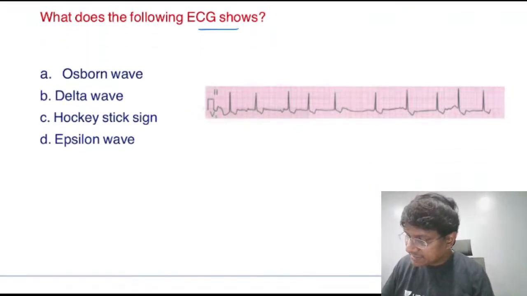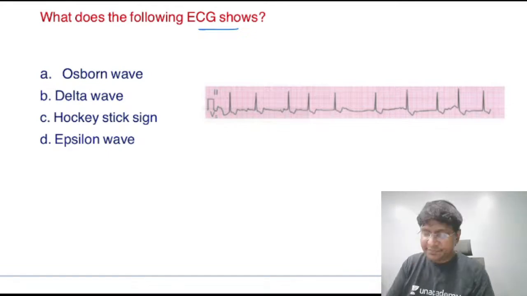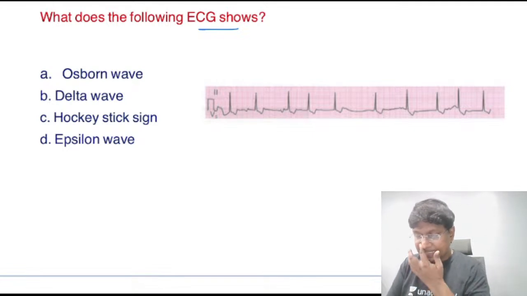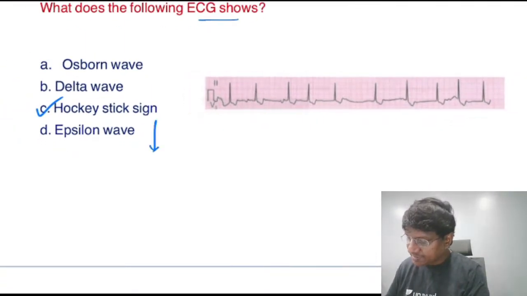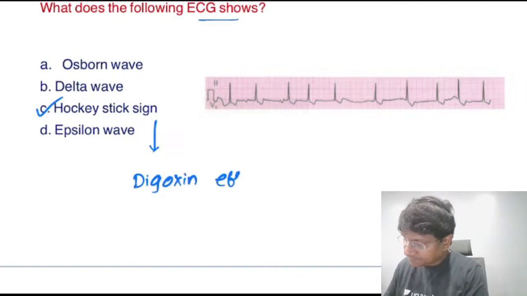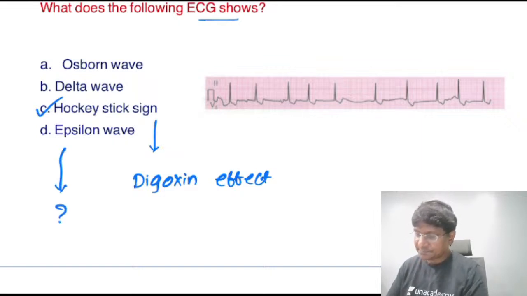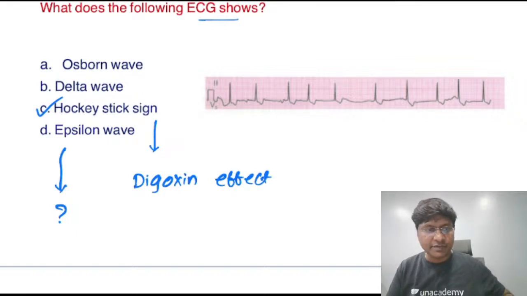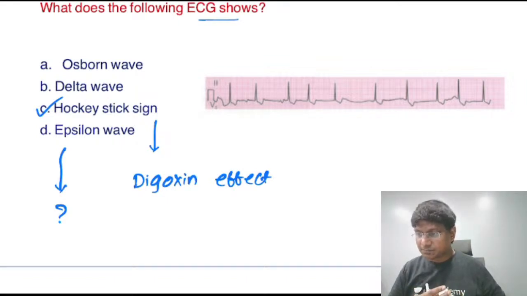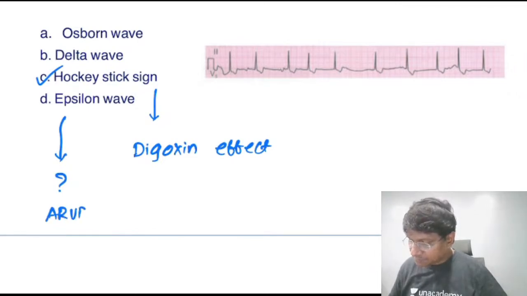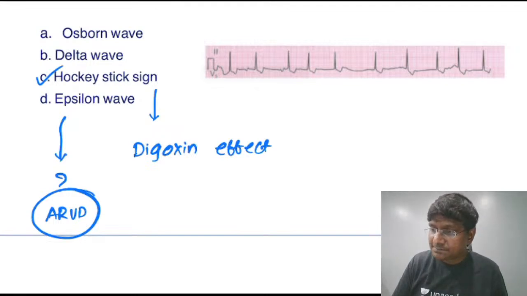Right. What does the following ECG show? Osborne wave, delta wave, hockey stick sign, the epsilon wave. Right. So it is suggestive of the hockey stick sign. The presence of the hockey stick sign, what is it suggestive of? Very good, Misty. It is suggestive of digoxin effect. What is the condition where you will have the epsilon wave? That is in arrhythmogenic right ventricular dysplasia. That is where you get this epsilon wave.